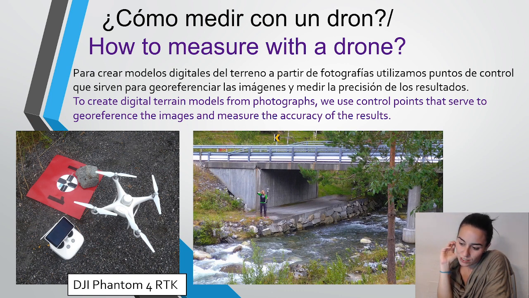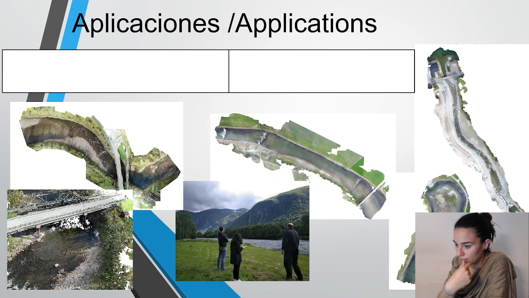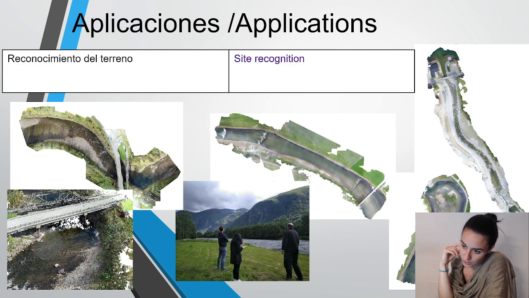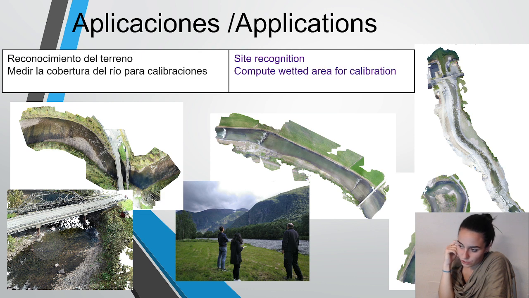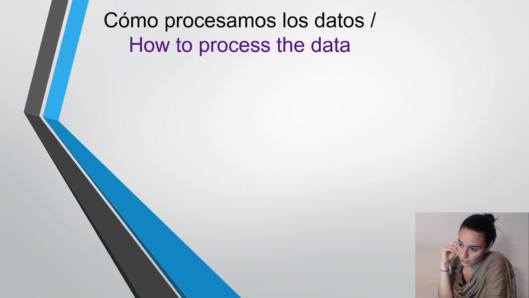We use control points, which are these red dots, although nowadays they are not so necessary because the drone itself has a GPS, but before, the ground control points were really useful. Then you take the drone, take many pictures, and georeference the model with these control points that are measured with a GPS RTK. And these are all models we have been taking over time, used for site recognition, computing the weighted area for calibration, and generating DEMs for hydraulic modeling.